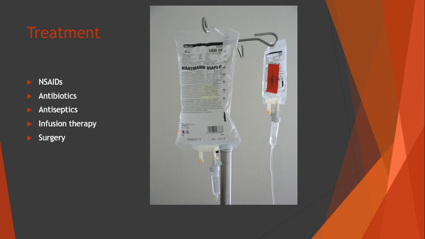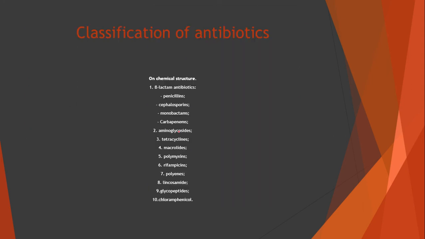Treatment: non-steroid anti-inflammatory drugs, antibiotics, antiseptics, infusion therapy, and surgery. And that's all. It's very easy. Insights: antibiotics, antiseptics, infusion therapy, and surgery. As a quick recap, we have beta-lactam antibiotics: penicillins, cephalosporins, monobactams, and carbapenems. And we have aminoglycosides, tetracyclines, macrolides, polymyxins, rifampicins, polyenes, lincosamides, glycopeptides, and chloramphenicol.